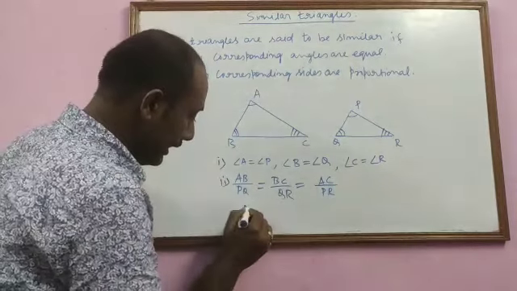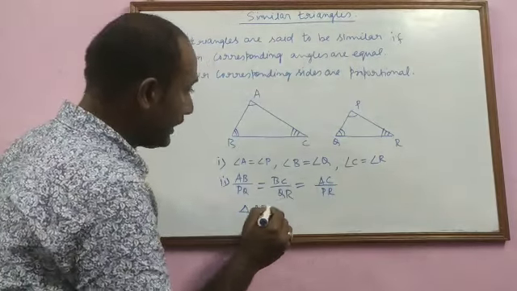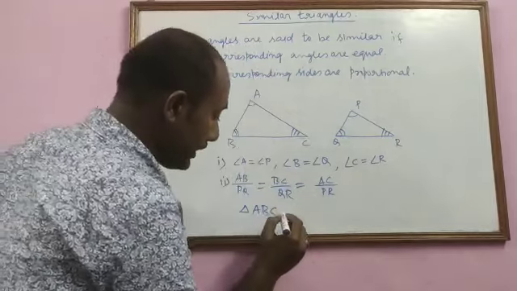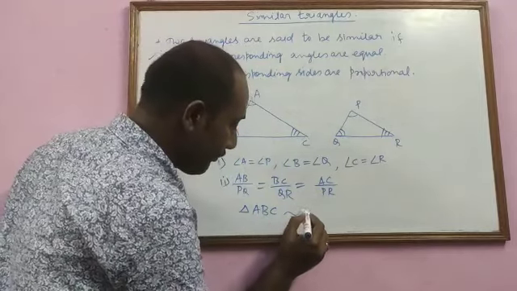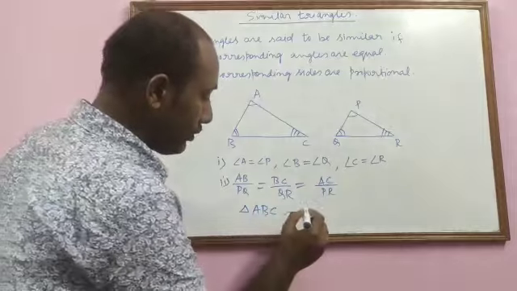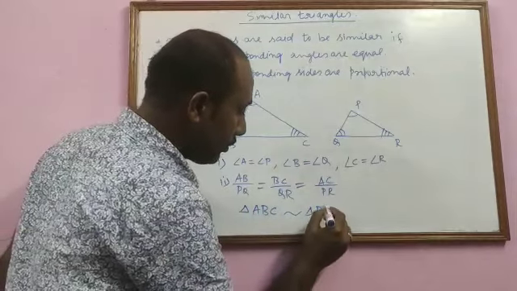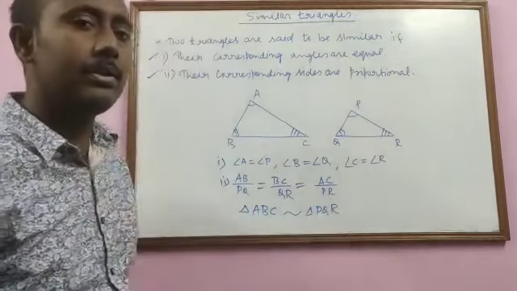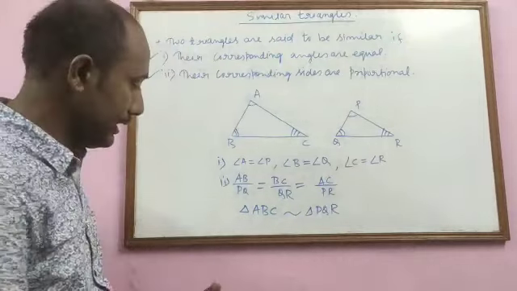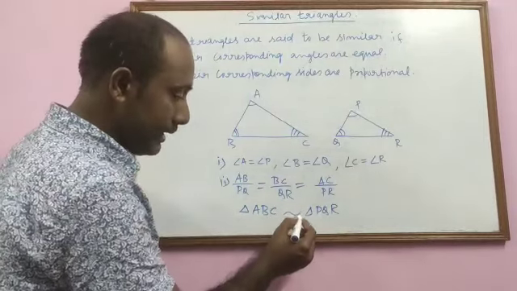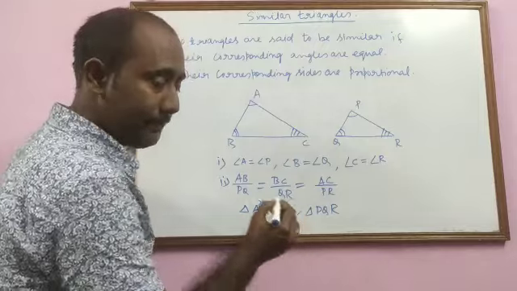So once we find that the first is true and the second is true, we conclude that triangle ABC is similar to triangle PQR. This is the sign for similarity, students, be careful. We say that the two triangles are similar to each other. This is the sign for similarity.